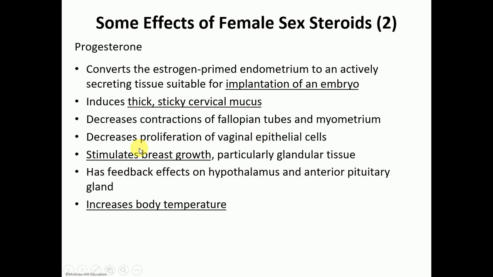It does stimulate breast growth. So during the luteal phase, the phase where progesterone has the upper hand, there is sometimes breast tenderness due to the stimulation of breast growth. And it also increases body temperature. So one of the ways that some women, if they're trying to get pregnant, can find out if they ovulated or not, and again, ovulation means that progesterone levels are now high, would be an increase in body temperature. Not a fever, just a slight increase.